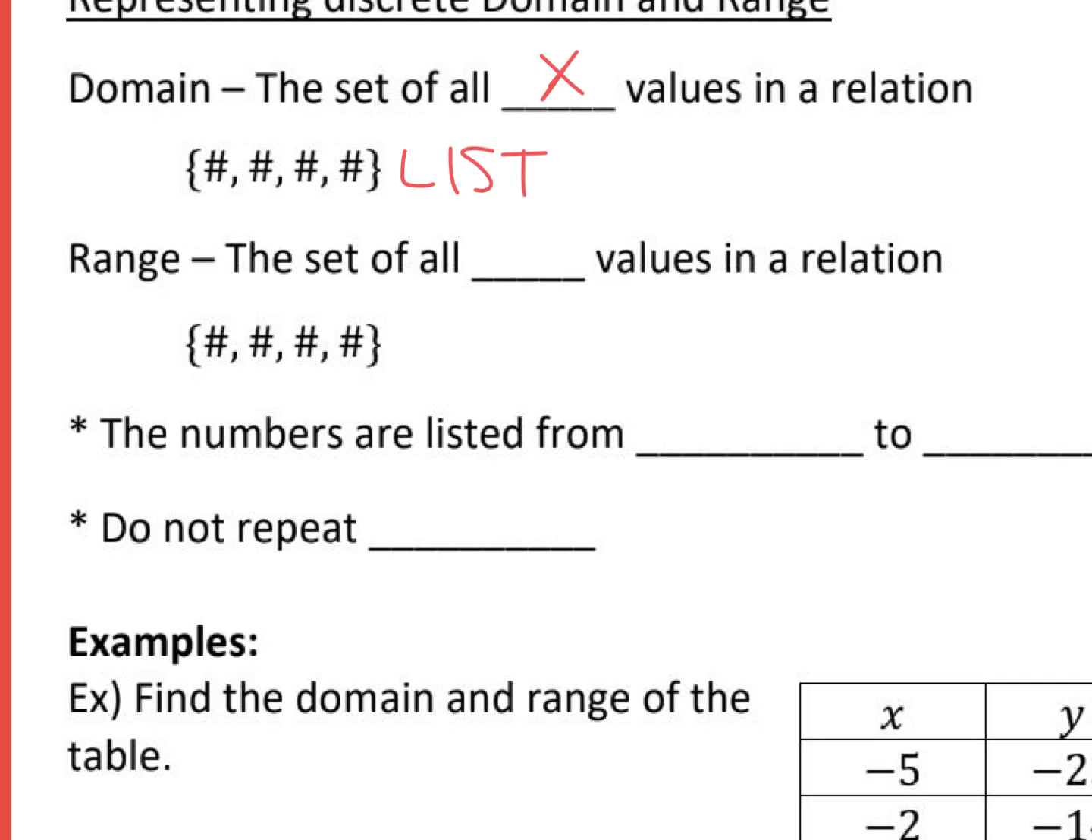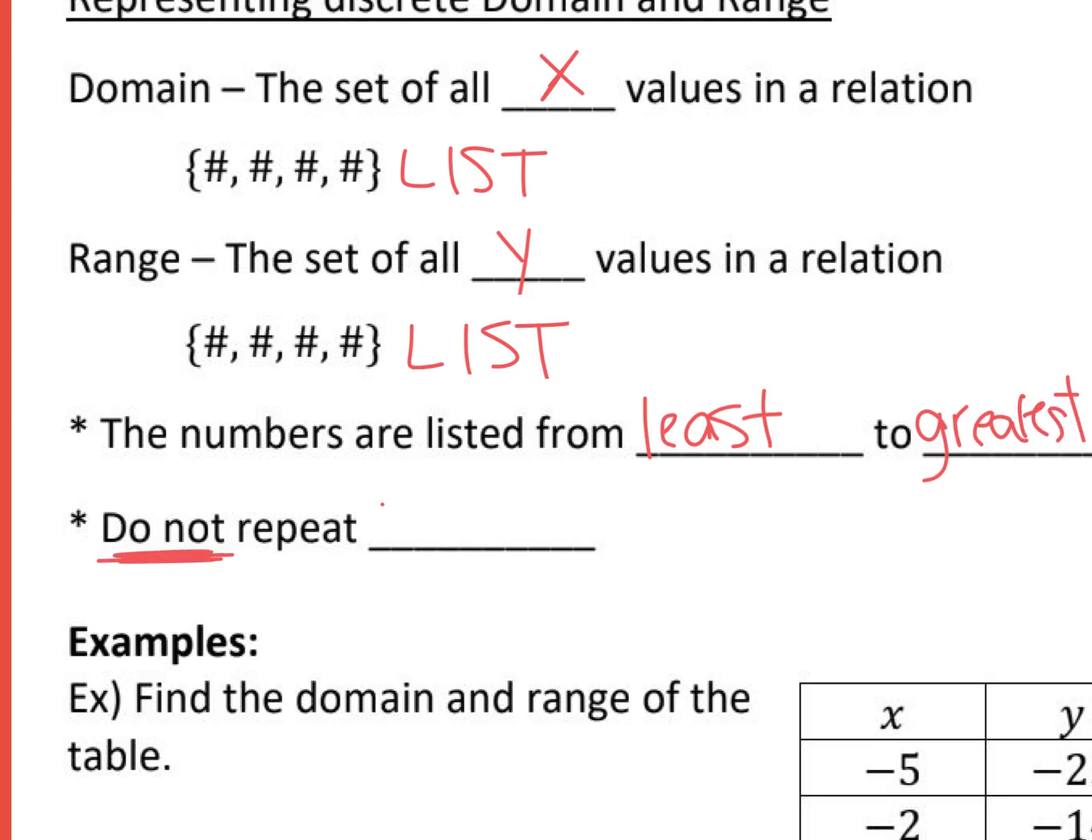Tell me about the range. Range is our set of what? Well, very nice. And again, we are listing these. Tomorrow we'll look at a different method. Key here, the numbers are listed from least to greatest. And we do not repeat our numbers.